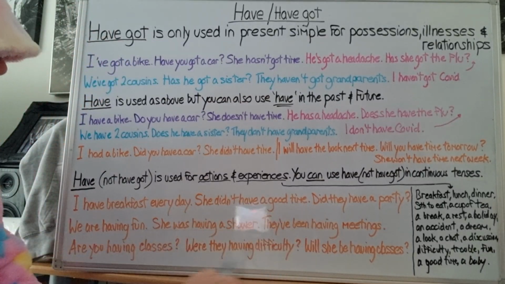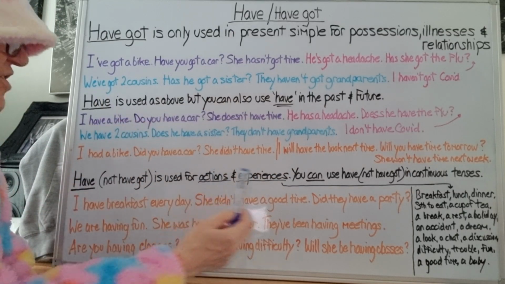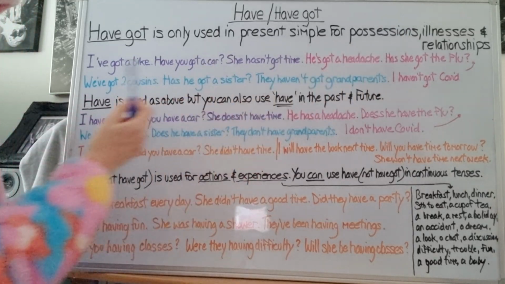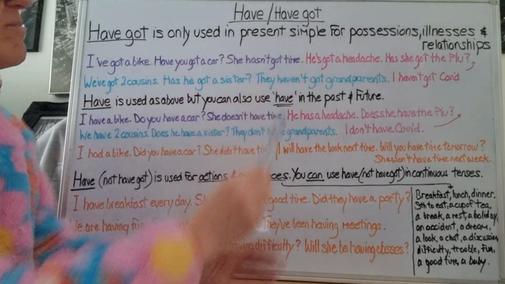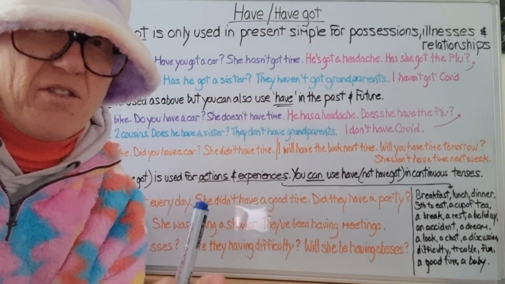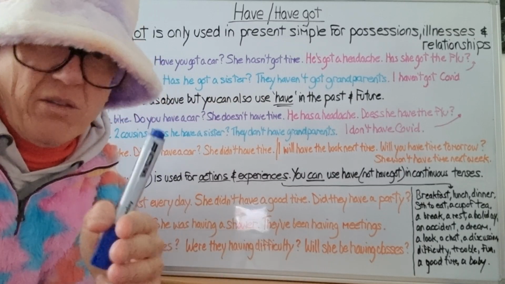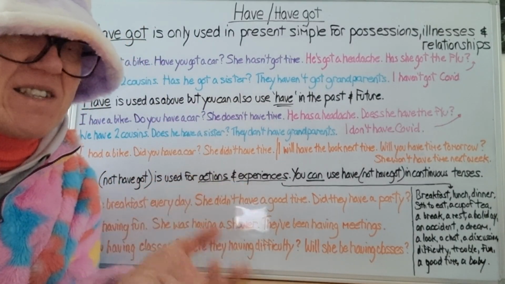So, continuous with have, yes. Past and future with have, yes. Actions and experience with have, yes. Possessions, illnesses, relationships with have, yes. Have got is only for the present simple for these things. So be very careful. If you know that rule, you can use have got whenever you want. Well, whenever it's correct. But have will always be correct. So it's like a safety net.